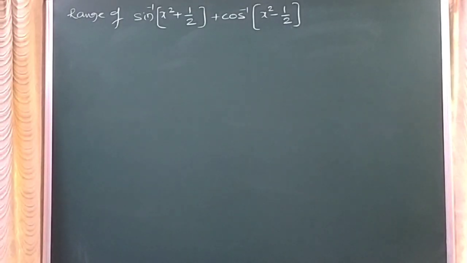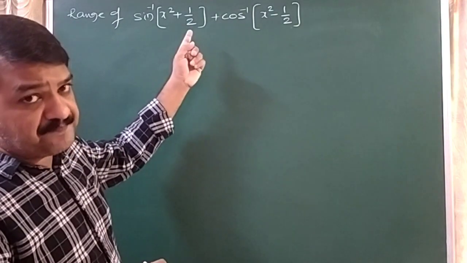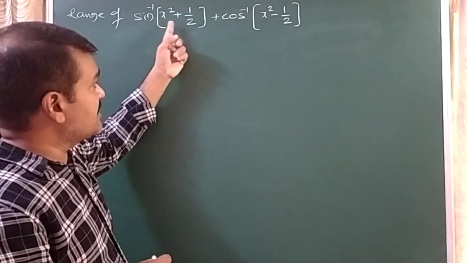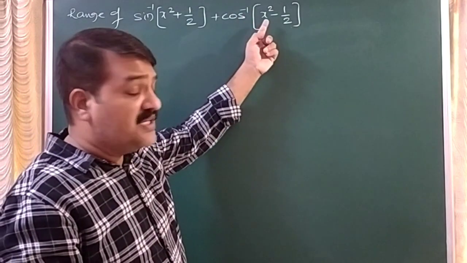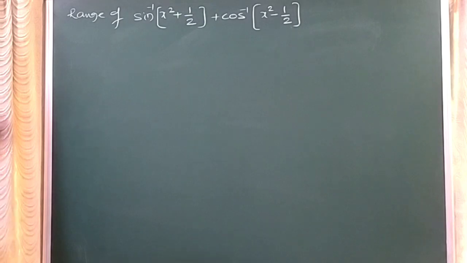Now look at this problem. Range of sine inverse of step function bracket, step of x square plus 1 by 2, plus cos inverse of step of x square minus 1 by 2. Step function brackets, both terms.